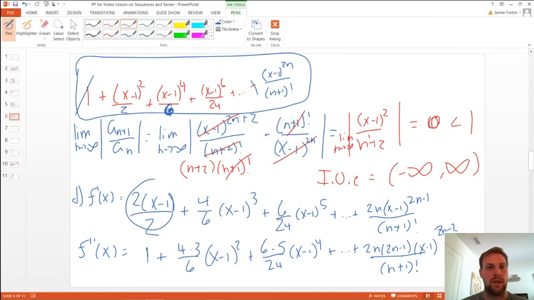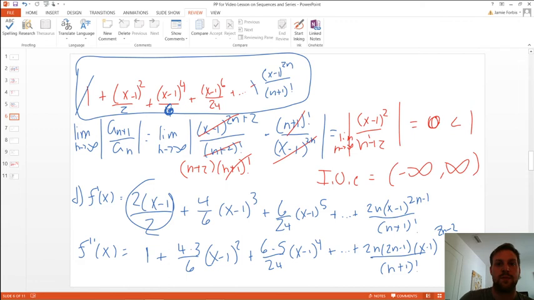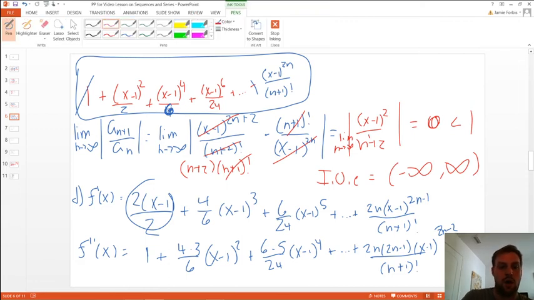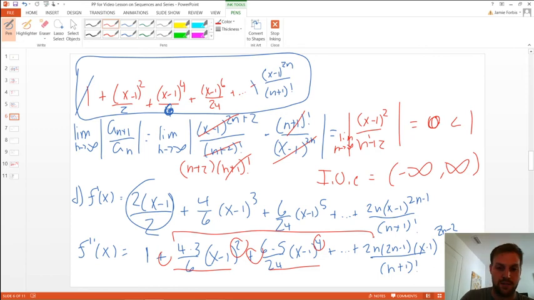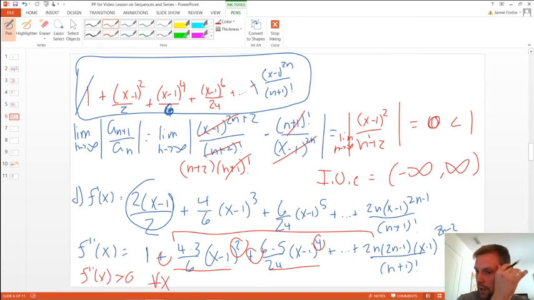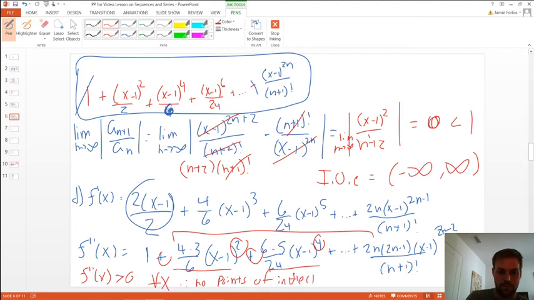Now, here's my explanation. All these terms are quantity squared. All these terms are positive and quantity squared from here on out. So anything past the second term here, all these values are always going to be positive. So f double prime of x is greater than 0 for all x. There's no point for x at which I'm going to have a negative number or 0. So therefore, there are no points of inflection. All right, no points of inflection.